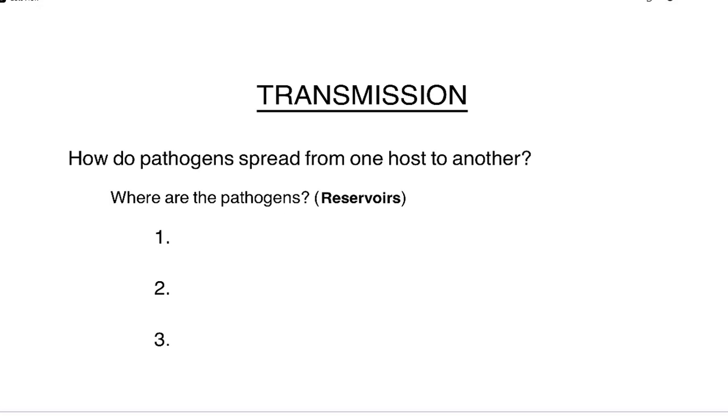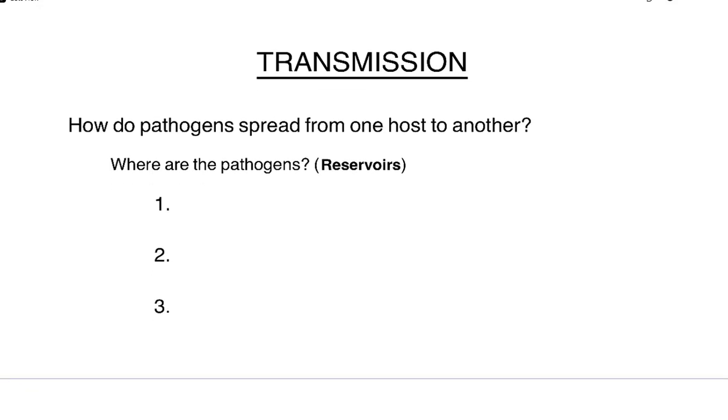So in order to answer this question, we first have to ask a different question. Well, where are the pathogens? In other words, if I want to understand how something is transmitted, I have to first understand where that particular pathogen is or tends to live. We call those reservoirs, and there are three major types of reservoirs.